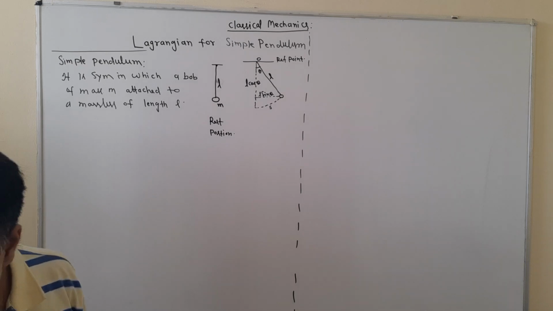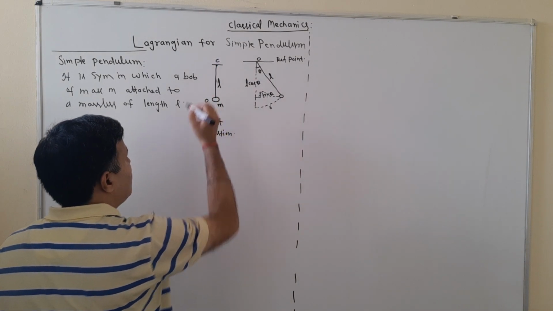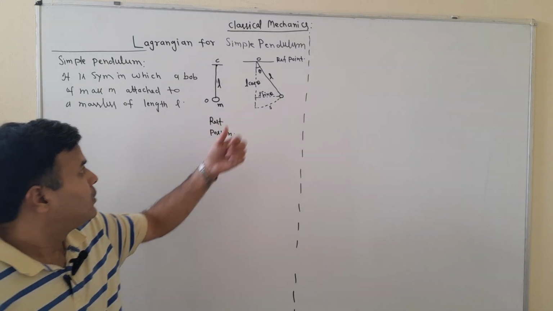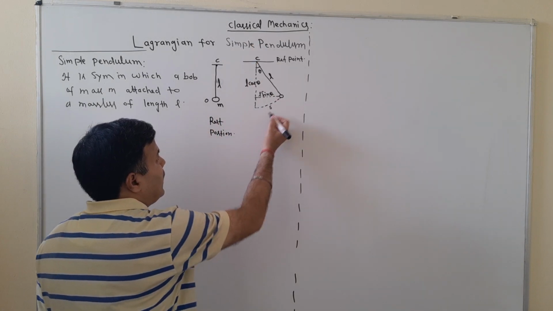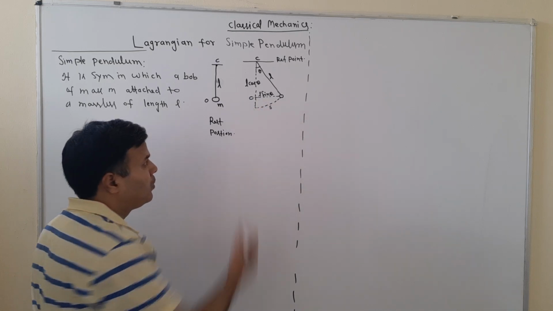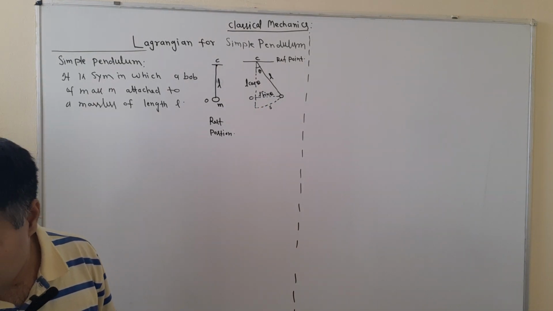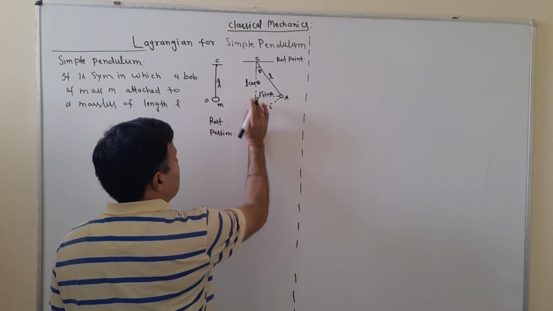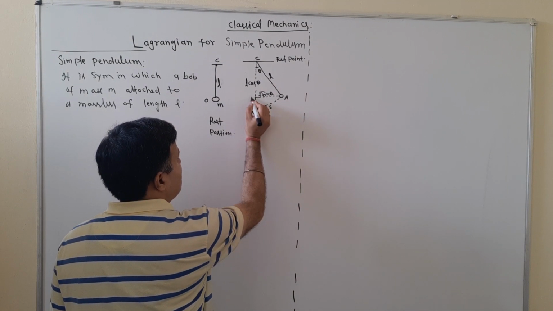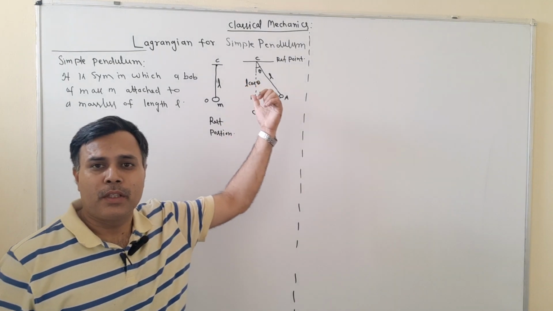So this point is C and this is O, this is A and this is B. This is the nomenclature of this system.